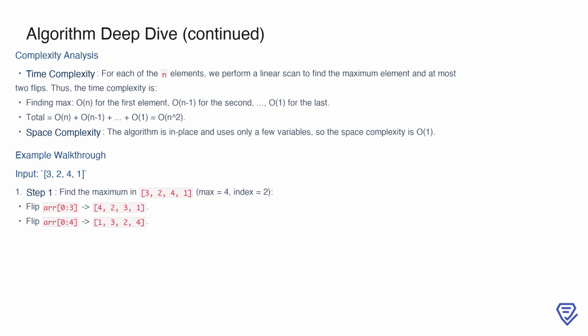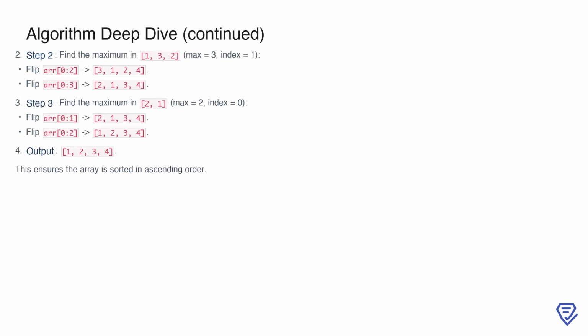To illustrate, consider the array 3, 2, 4, 1. In the first step, we find the maximum element, 4, at index 2. We flip the first 3 elements to bring 4 to the front, resulting in 4, 2, 3, 1. Then, we flip the entire array to position 4 at the end, yielding 1, 3, 2, 4. This demonstrates the core operations of the algorithm. Continuing with the example, we now focus on the remaining unsorted portion, 1, 3, 2.